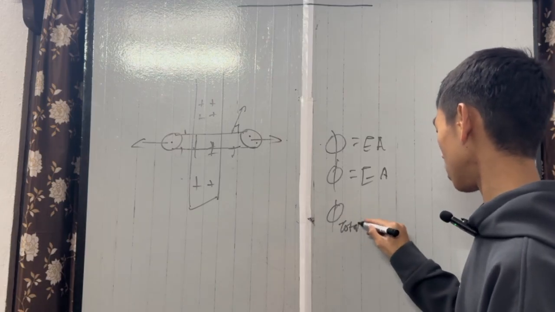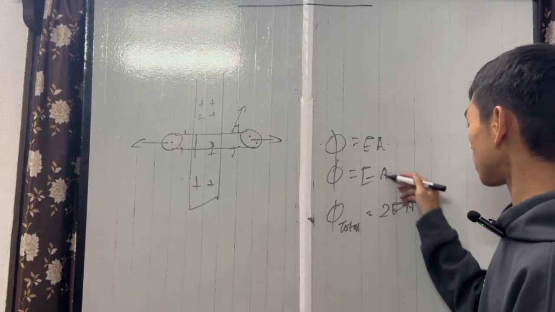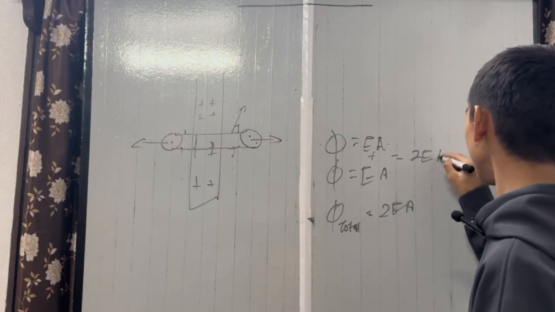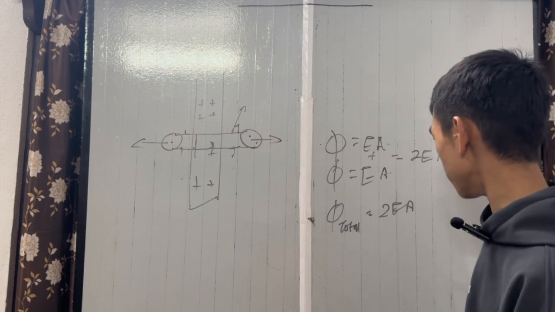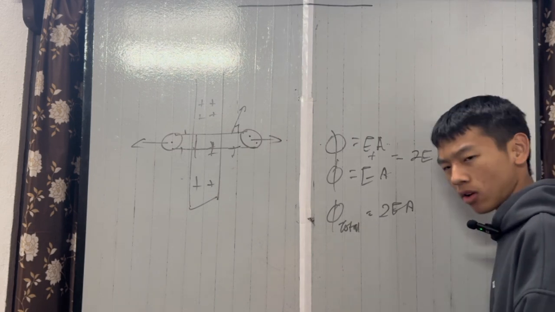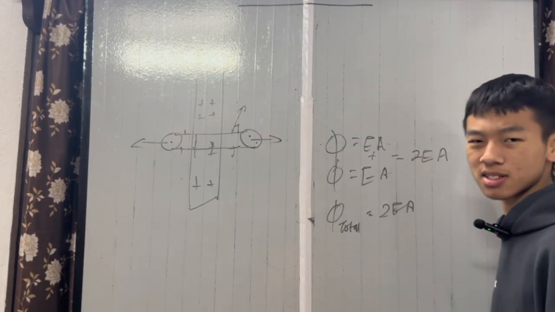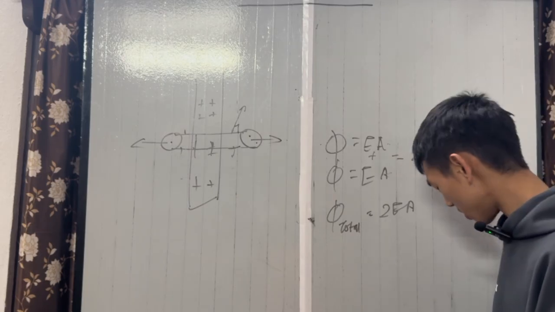The total flux is equal to 2EA, plus 0. Flux is equal to 2EA. We're trying to find the electric field, not the flux. So what do we do?